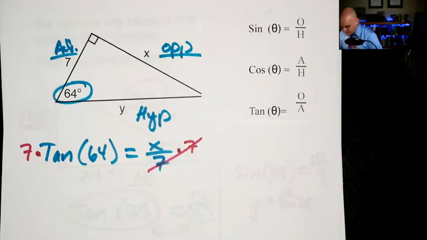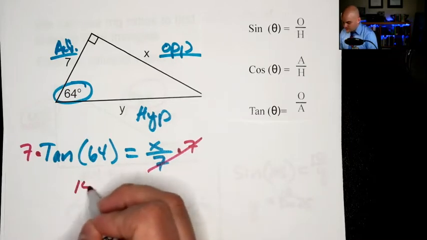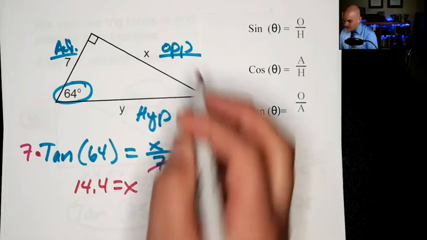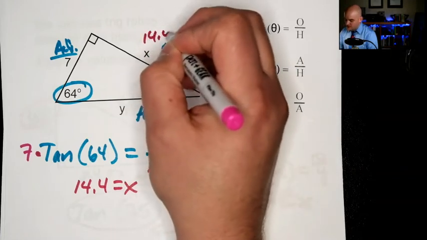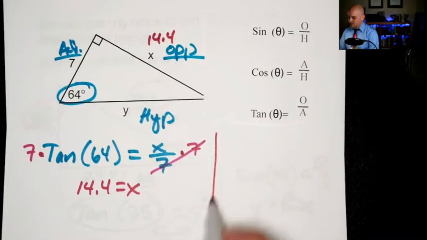Punch that into your calculator. 7 times tan of 64, and I get 14.35, or 14.4, is equal to x. So there we are, 14.4. That gives me my x value.